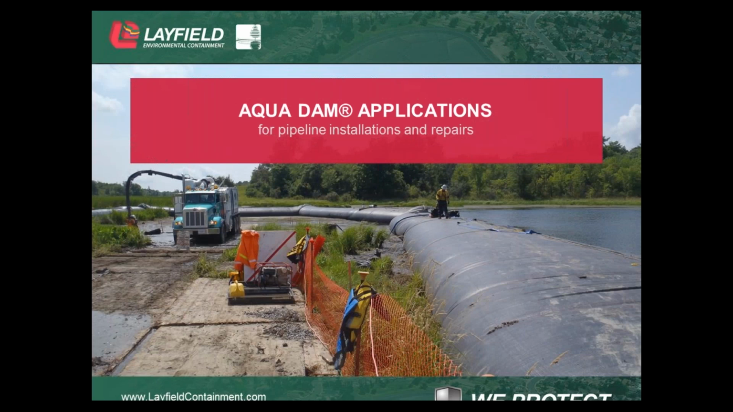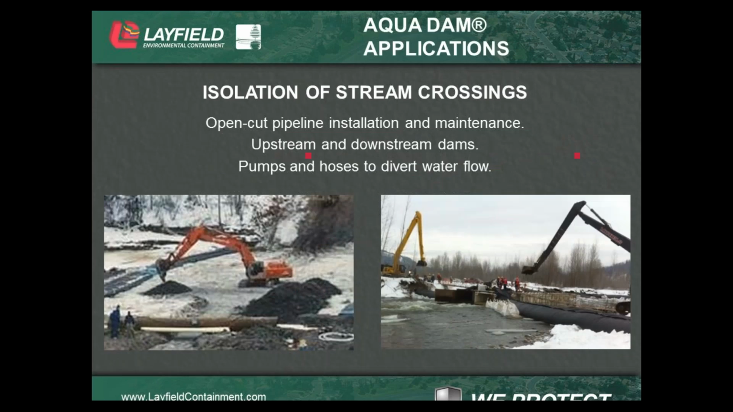So we're going to look a little bit about applications for pipeline installation and repairs, where we're going to use Aqua Dams, how we're going to use them. So we're going to use Aqua Dams for isolation of stream crossings. So either new installation or pipeline maintenance, we're going to actually isolate a stream to allow for an open cut pipeline installation or open cut pipeline maintenance. We're going to put an upstream Aqua Dam in place.